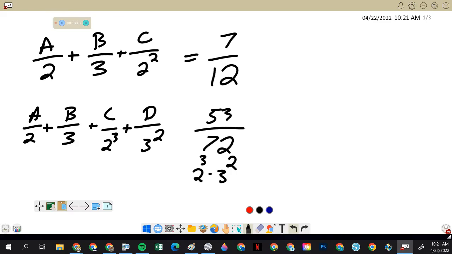So anytime a factor is duplicated, you need the original factor, and you need that factor in its largest form. We don't need a 2 squared. We just need a 2 to the third. Okay? Now that's important.